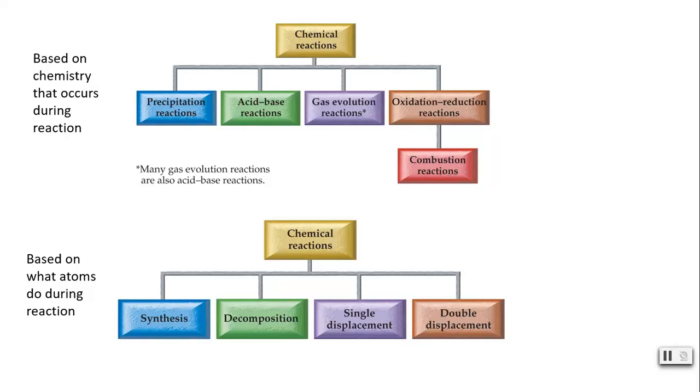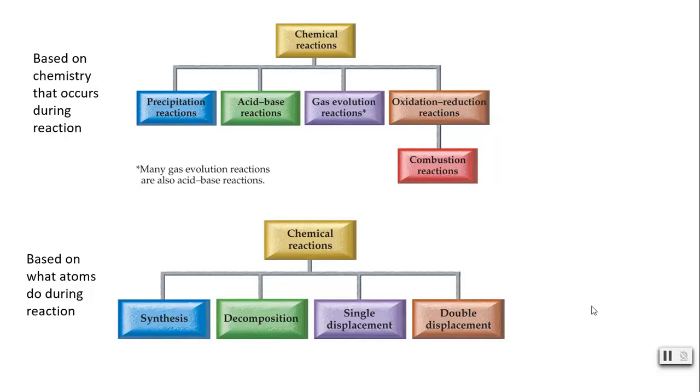So in this final video for Chapter 7, we're going to talk a little bit more about the terms synthesis, decomposition, single and double displacement with regards to chemical reactions. Those four terms speak to what the atoms do during the chemical reaction as opposed to the actual chemistry that occurs. And as we said previously, you can use both sets of terms, either ones that talk about the chemistry or terms that talk about what the atoms do during a chemical reaction when describing a particular reaction.